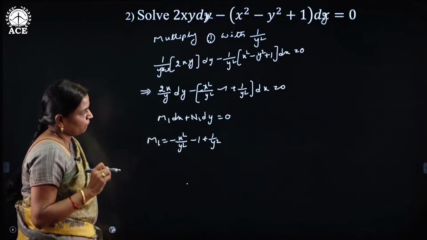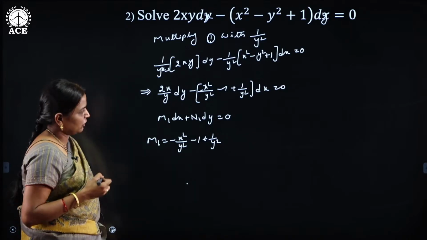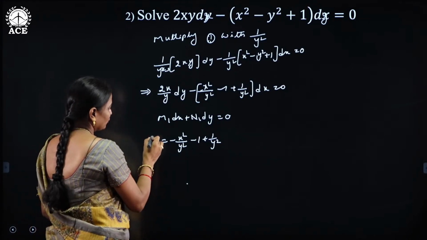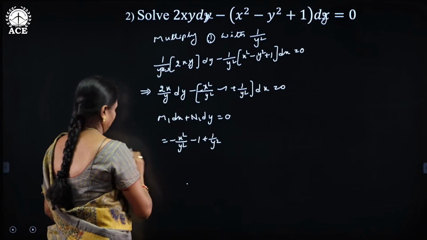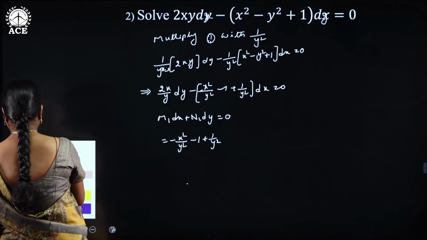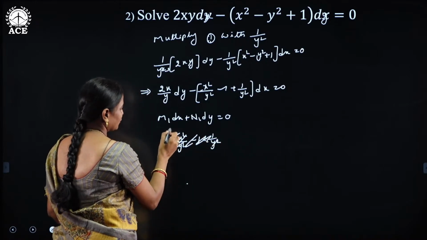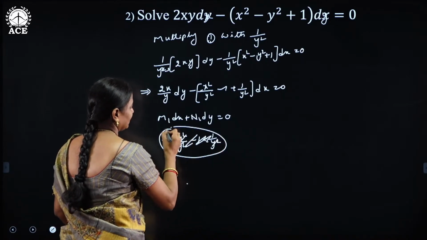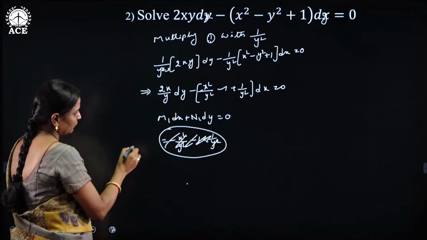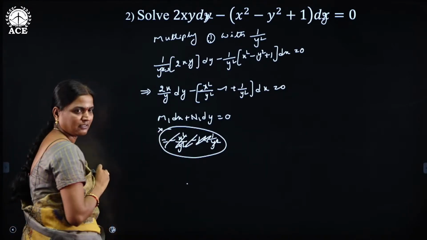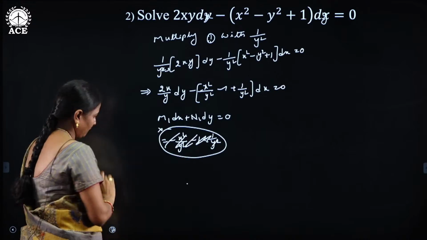So while solving the question, if a step is wrong, don't cut it in this form. Don't cut like this. Just round up that wrong step and put a cross mark, but don't cut it in this form.